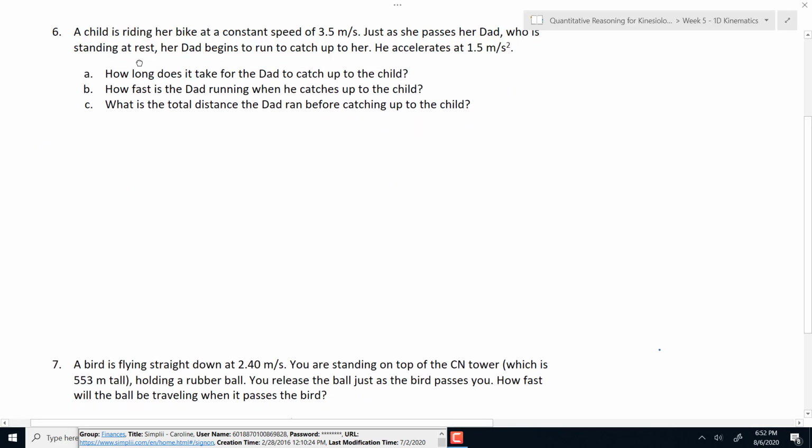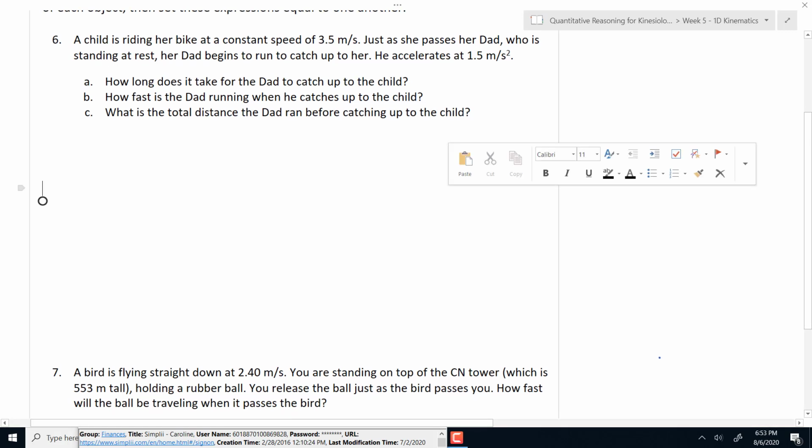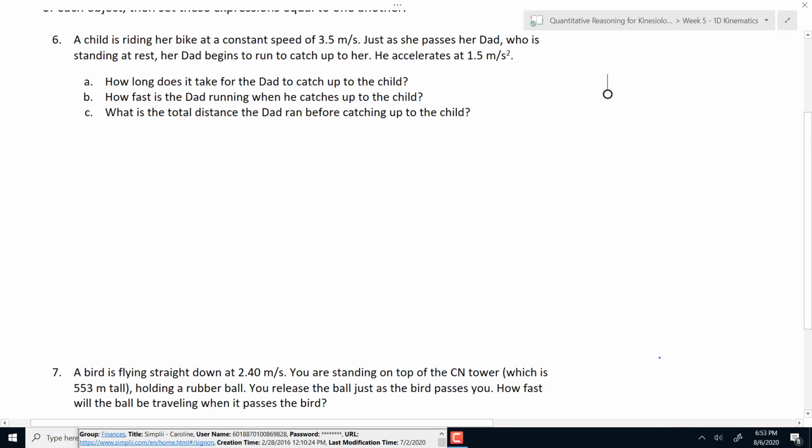Okay, so we have a child riding her bike at a constant speed of 3.5 meters per second. Just as she passes her dad, who is standing at rest, her dad begins to run to catch up to her. He accelerates at 1.5 meters per second squared. The question's asking how long does it take for the dad to catch up to the child, how fast is the dad running when he catches up to the child, and what's the total distance the dad ran before catching up to the child.